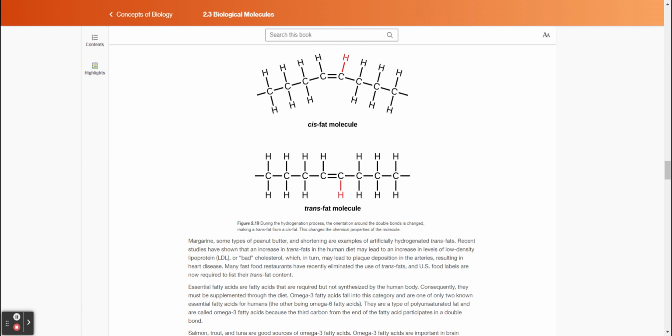Recent studies have shown that an increase in trans fats in the human diet may lead to an increase in levels of low density lipoprotein, LDL, or bad cholesterol, which in turn may lead to plaque deposition in the arteries, resulting in heart disease. Many fast food restaurants have recently eliminated the use of trans fats, and US food labels are now required to list their trans fat content.